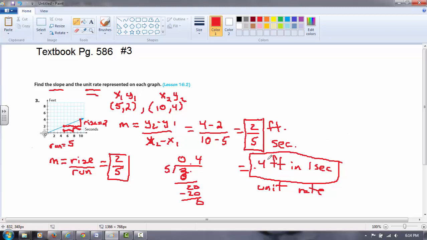Okay, so all you got to do is just divide the two numbers, and then you'll be able to come up with that unit rate. So our two answers: slope is 2/5, and then our unit rate is 0.4 of a foot in 1 second.